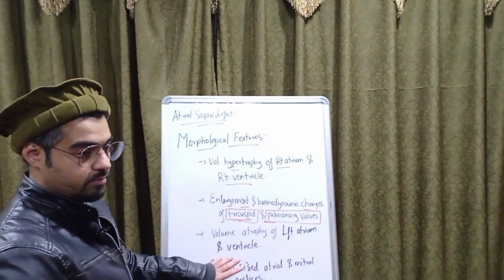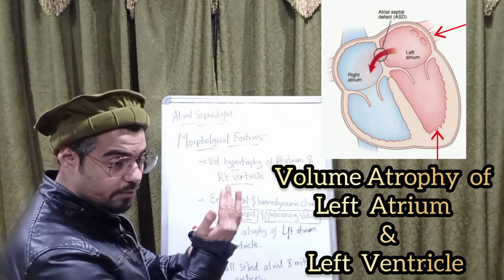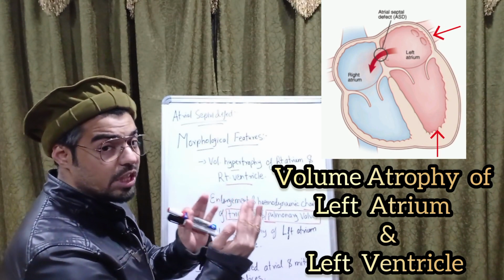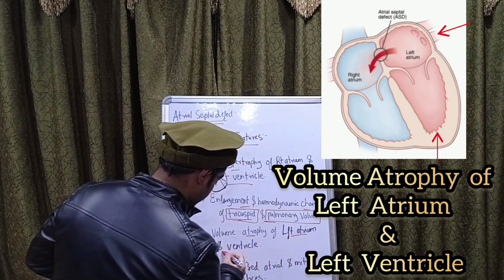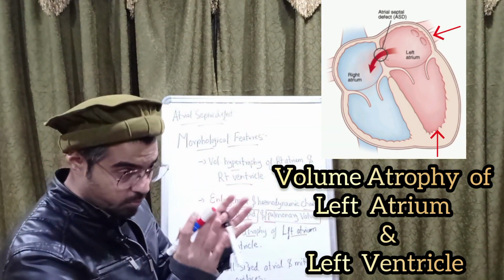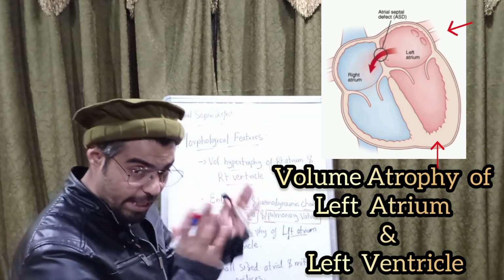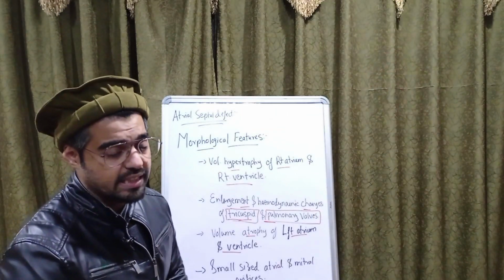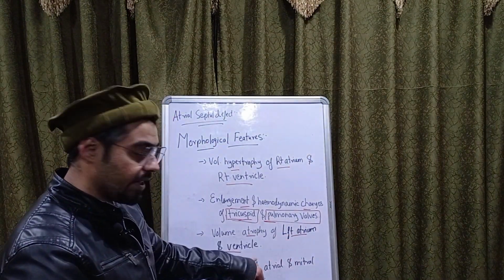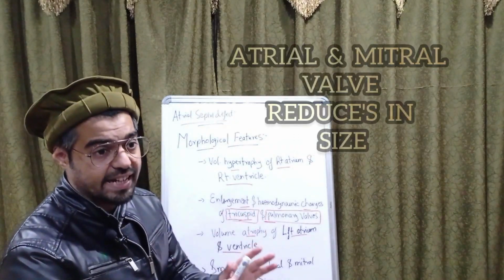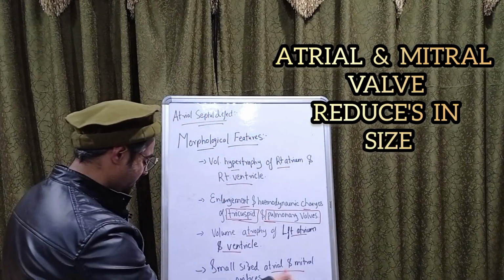Next, volume atrophy of the left atrium and the left ventricle. The size of the left atrium and left ventricle will reduce; there will be atrophy. Once there is atrophy, obviously the valves present in the left atrium and ventricle will get smaller in size. Those are nothing but the aortic and the mitral valves or orifices.